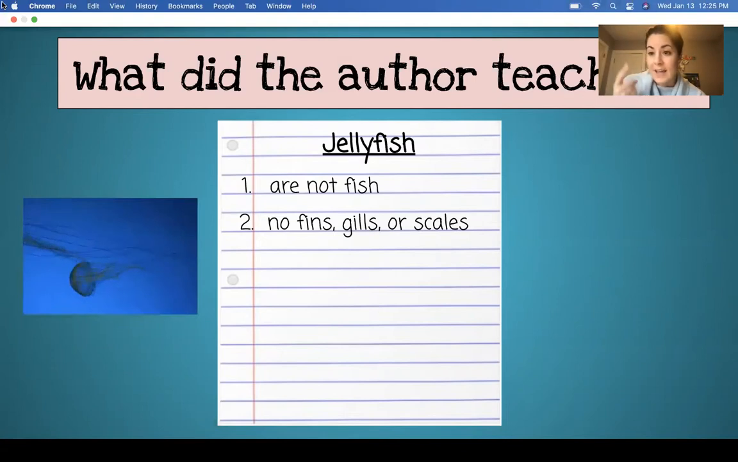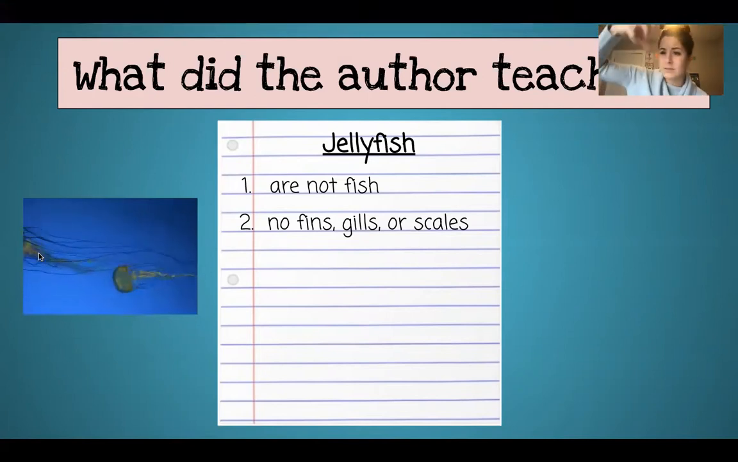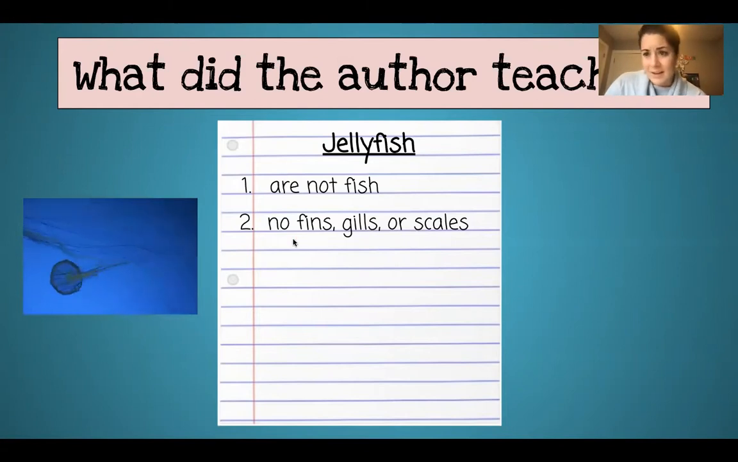Right. They have no fins, no gills, or scales. None of that. And that's what makes a fish a fish. They got gills and fins and scales and they can swim around. Jellyfish don't have that. Jellyfish are like a blob, right? Moving around. They got these tentacles and stuff, but they do not have fins, gills, and scales. What else did you know about them?